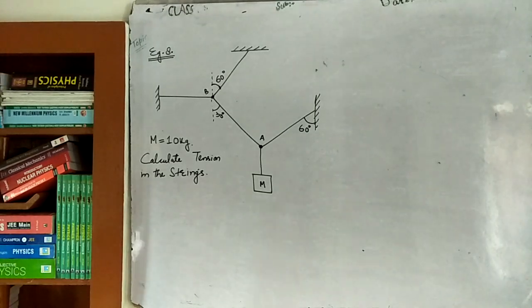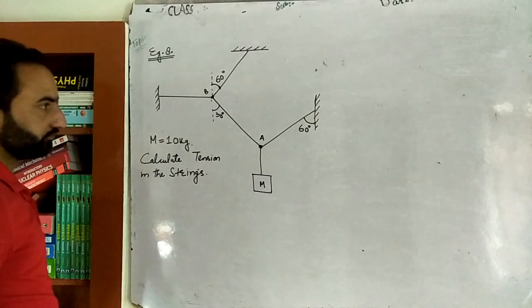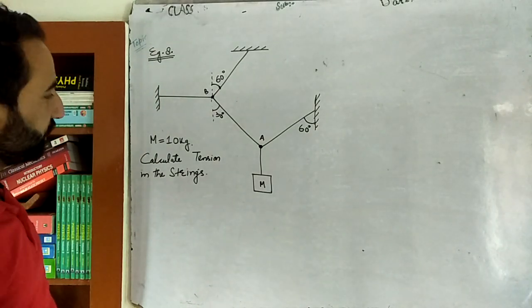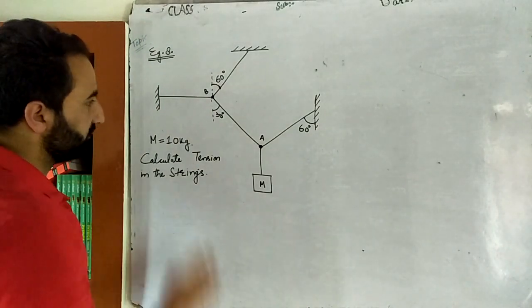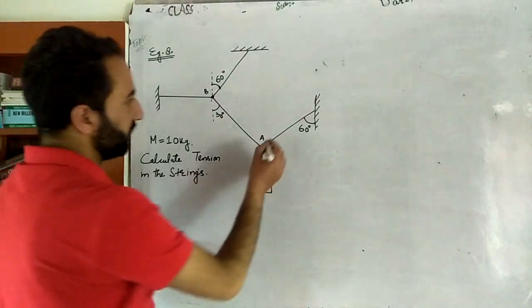Example number 8 is like this. Okay, it's a single problem. The question is to calculate tension in the different strings. This block's mass is 10 kg. Okay, you are supposed to calculate the tension in the strings.